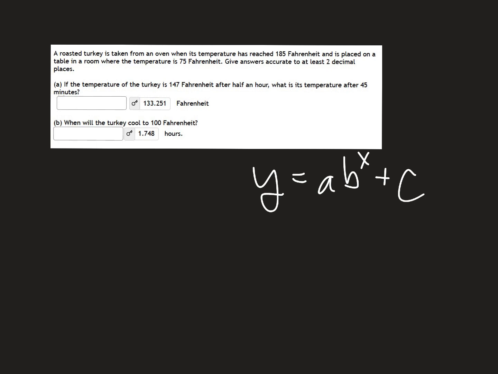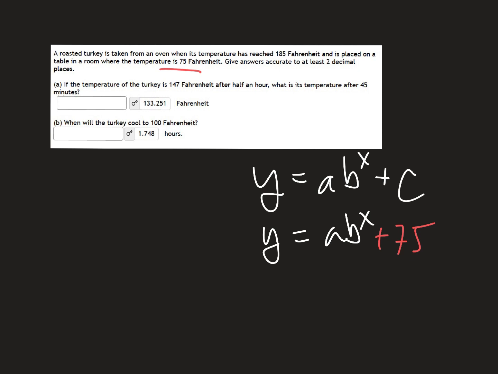So I see that the room temperature is 75. So in the long run, as x or as t goes out to infinity, this turkey is going to cool to 75. So that tells me I have y equals a times b to the x, or the t, plus 75. So that's that horizontal asymptote, right? This has been shifted up 75.